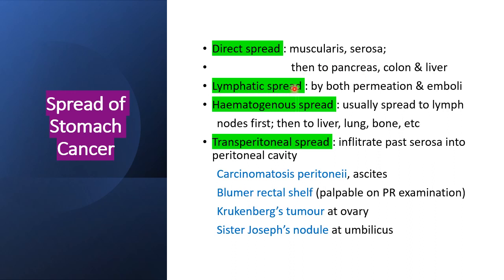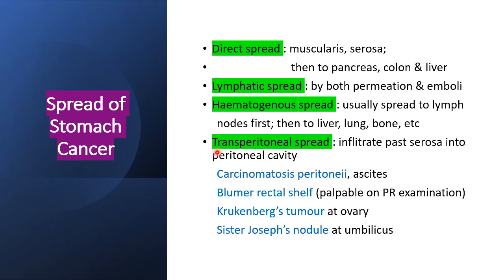Then you have the lymphatic spread, both by permeation into the lymphatics and embolization into the lymphatics. Then you have the hematogenous spread, usually after it spreads to the lymph nodes first and then hematogenously into the liver, lung, and bone. These are the common sites of hematogenous metastasis.